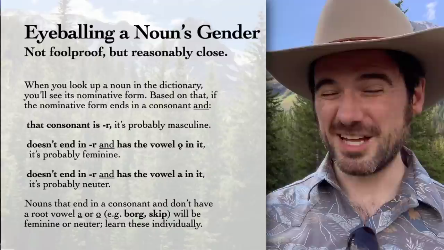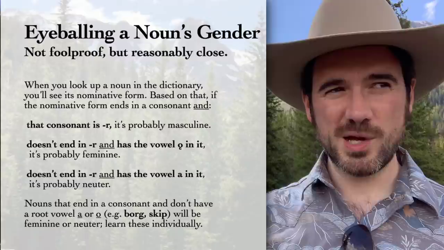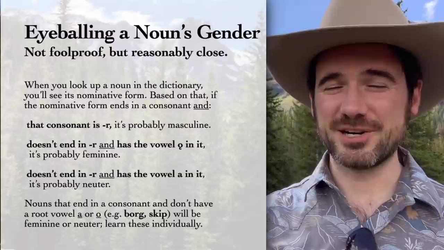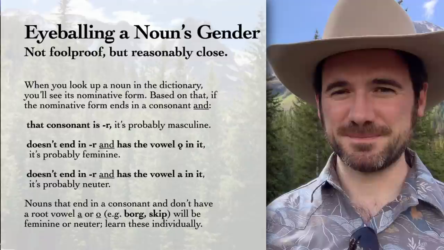Just watch for the fact that nouns that end in R, assume they're masculine. If they don't end in R, but they still end in a consonant, assume they're feminine if they have the hook O vowel in them. Assume they're neuter if they have the vowel A in them, letter A. And otherwise, something like borg, skip, you just have to know it. Although that's not that complicated to figure out over time.